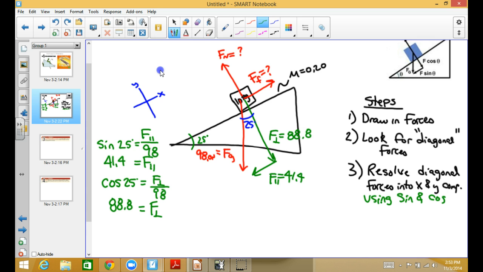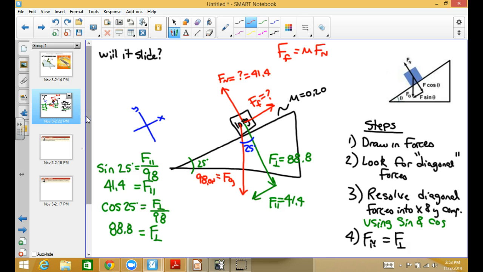Boom, we got them. Step 4. The normal force is to be equal to the force perpendicular. So back to this normal force, now the whole house of cards comes tumbling down. Force normal is going to be equal to 41.4. And then I put that in here. So I take 0.2 times 41.4. So that's 4.14 times 2, so it's 8.28. So this force of friction is only equal to 8.2 newtons.